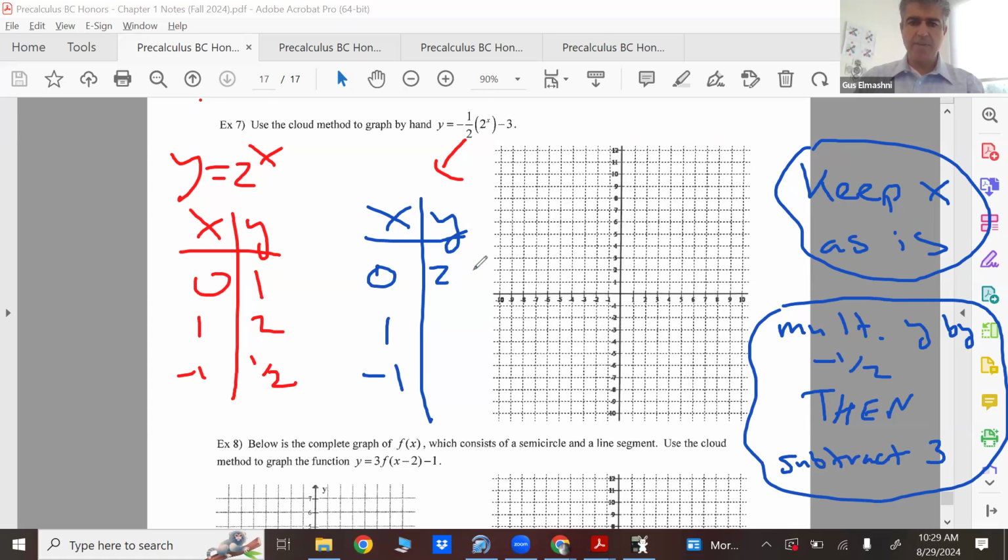Wait, did I do that right? I added 3. Sorry, my apologies. That would be -3.5. Is that right? Yeah. -1, -4. Oh, yikes. -1/4. -3.25. Is that right? Yeah, okay. Because you multiply it by -1/2 and then -3.